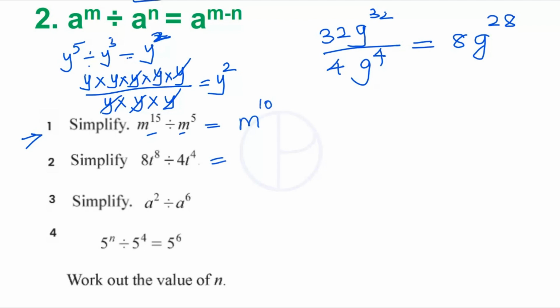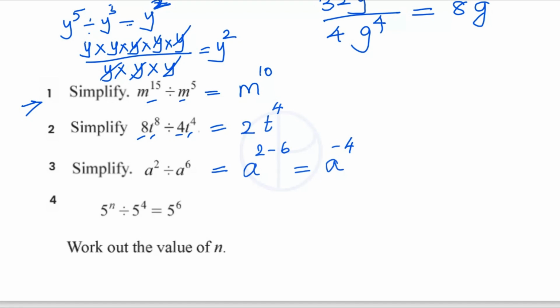And here first divide the numerals. 8 divided by 4 is 2. Then the bases are same. Subtract the powers. 8 minus 4 is 4. And this one is a power 2 minus 6. So you are getting negative indices here. A power minus 4.